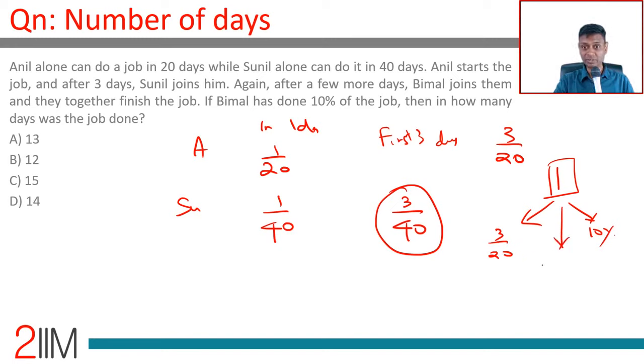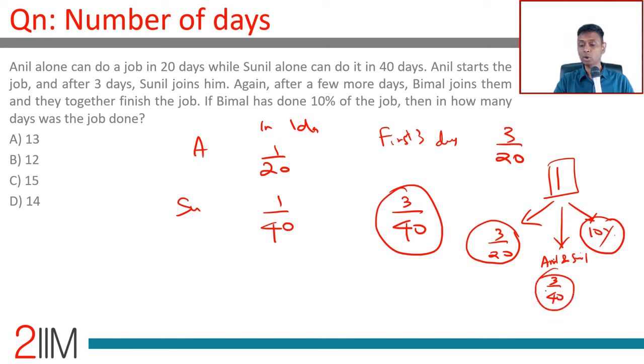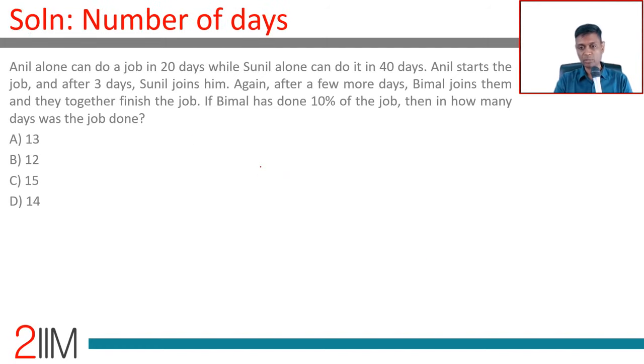Remaining, the difference is done by Anil and Sunil together. Fine. So Bimal alone has done 10%, Anil alone has done 3/20, and then Anil and Sunil, at the rate of 3/40 per day, do the remaining. There's a by 40 here. I'm going to bring everything to a per 40 basis. So let's think about this. Anil alone 3/20 is 6/40. Bimal 10% is 4/40.